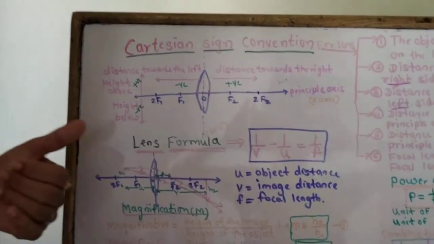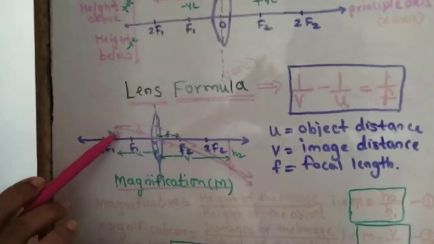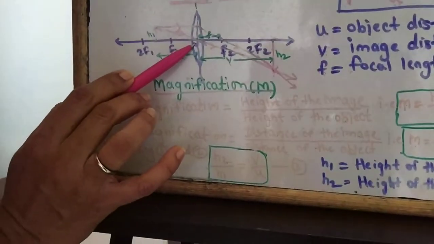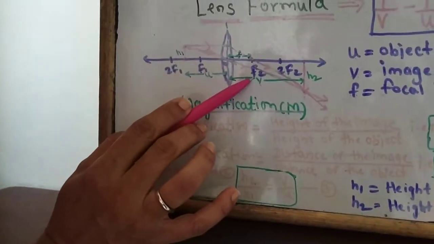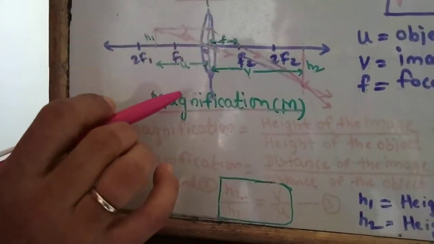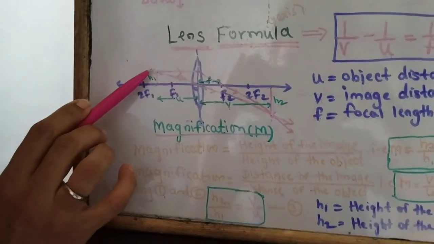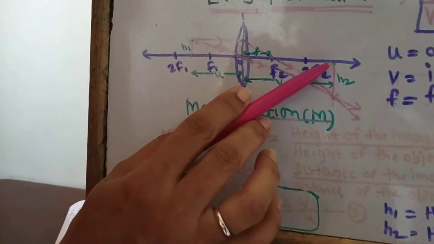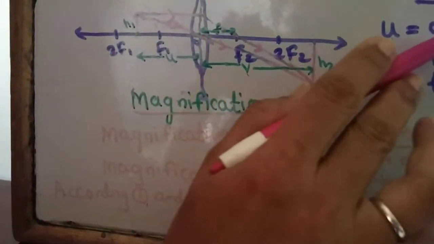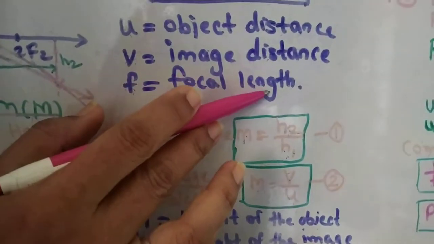Okay. Second one, let's see the lens formula. This is a ray diagram. This is a convex lens, this is the optical center, F1 and F2 are the principal focus. H1 is the height of the object, H2 is the height of the image. U is the object distance, V is the image distance, F is the focal length.